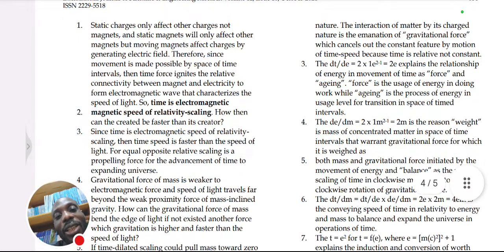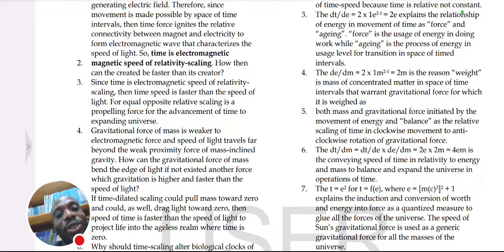And another one we have is that since time is electromagnetic speed of relativity scaling, then time speed is faster than the speed of light, for equal opposite relative scaling is a propelling force for the advancement of time to the expanding universe.